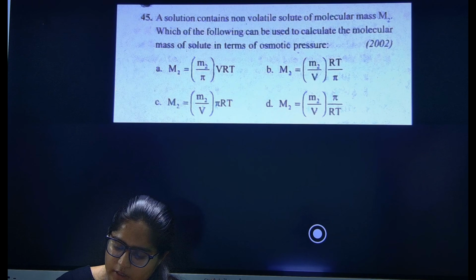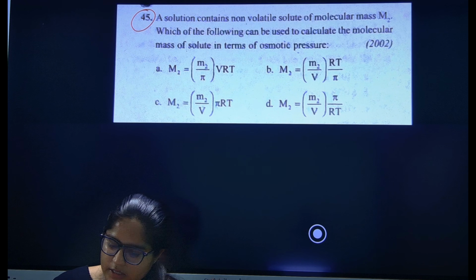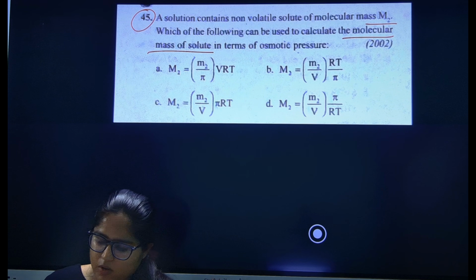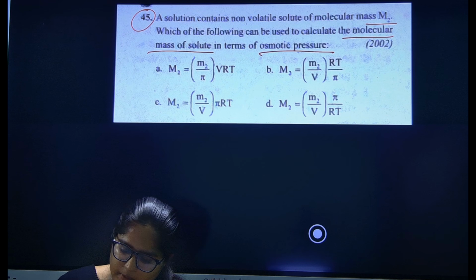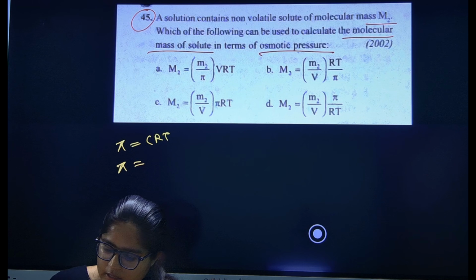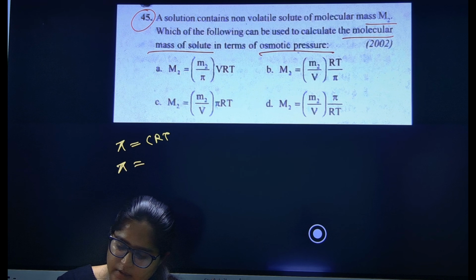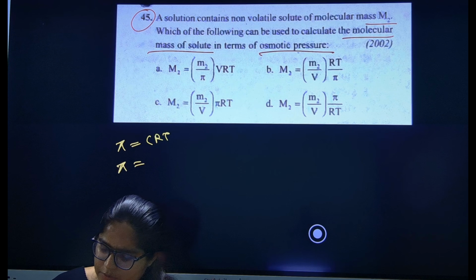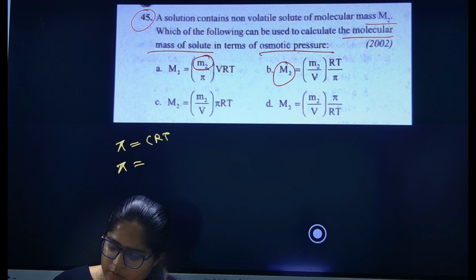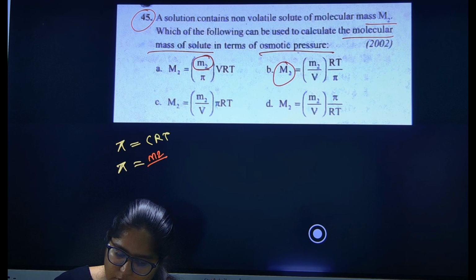Next, question number 45. A solution contains a non-volatile solute of molecular mass M2. Which of the following can be used to calculate the molecular mass of the solute in terms of osmotic pressure? Let us calculate here. We know pi is equal to CRT. So pi equals given mass. Let's say in the options you see small m2 and capital M2, where capital M2 is the molar mass. So given mass they are using with small m2. So small m2 by molar mass capital M2, by volume V, into RT.